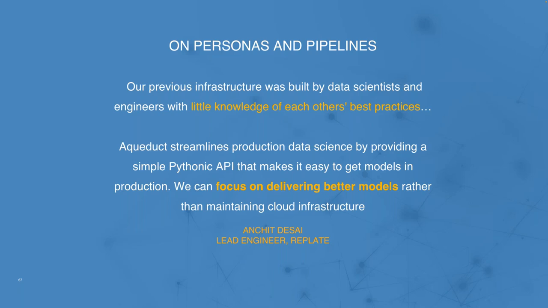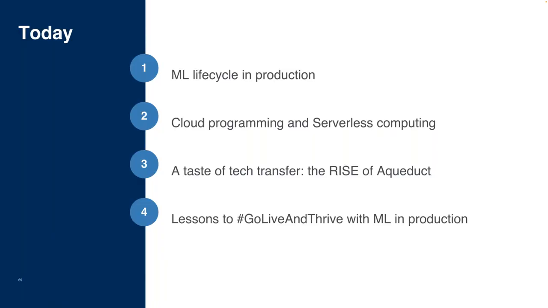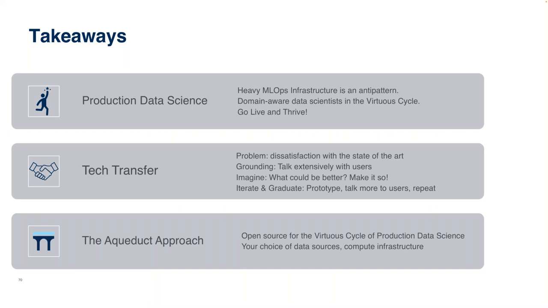And then on metrics, I won't read it out, but again, if you have infrastructure like Aqueduct to help you get the metrics, just as a matter of deployment, metrics come for free. It makes a huge difference to an organization. Okay, so with that, my time is about up. Takeaways from folks: for production data science, this heavy MLOps infrastructure is an anti-pattern. Try to not invest too much in MLOps because it's just so heavyweight. You want to skip it. You want to get those domain-aware data scientists into the virtuous cycle, go live and thrive.